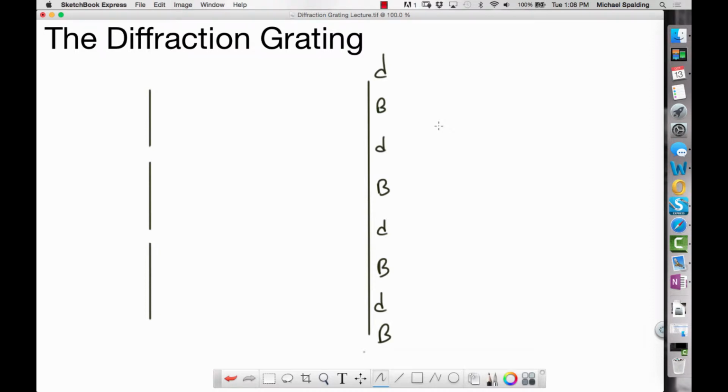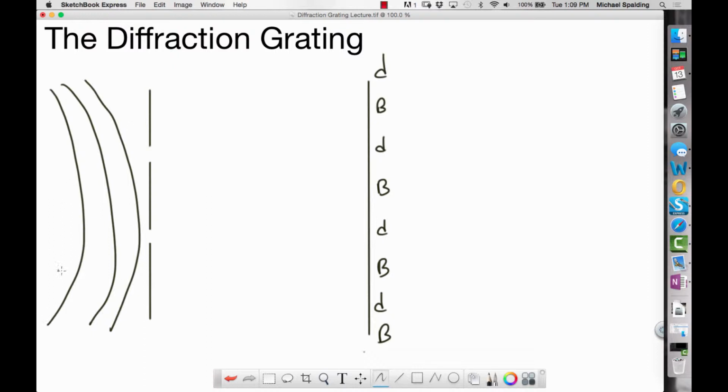So we're talking about the diffraction grating and how similar it is to the double slit experiment. In the double slit experiment, we had monochromatic light, so you can show these wave fronts coming like this. You guys now know Huygens principle.